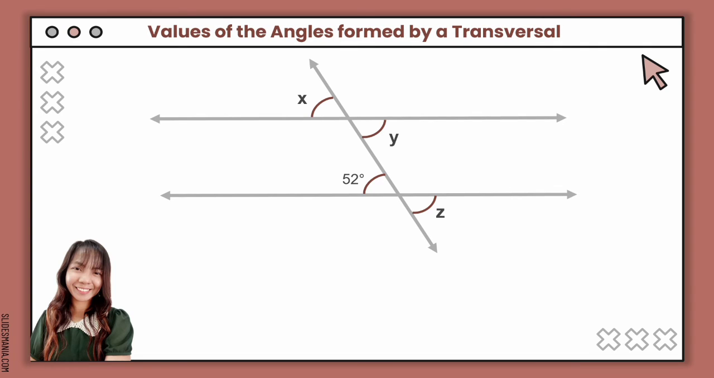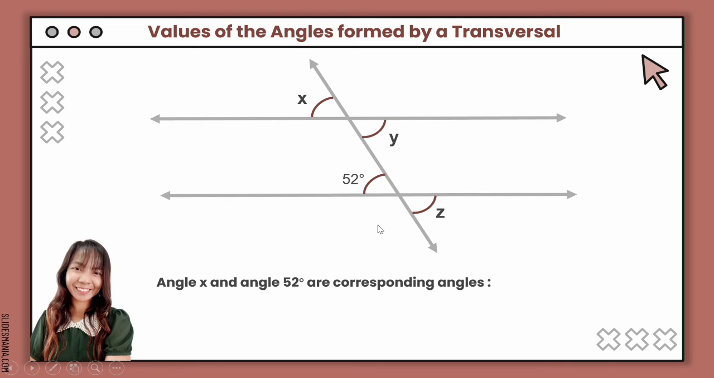Values of the angles formed by a transversal. So using those angles like adjacent angles, vertical angles, corresponding angles, alternate angles, interior angles, and exterior angles, using those pairs of angles, you can find the missing measurement. Okay, so we have to find the value of angle X, angle Y, and angle Z using only this given angle.